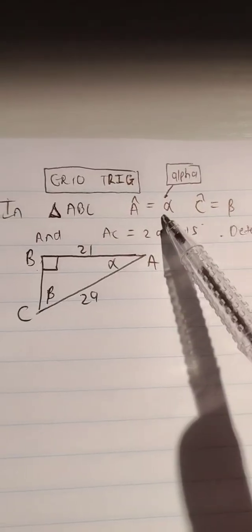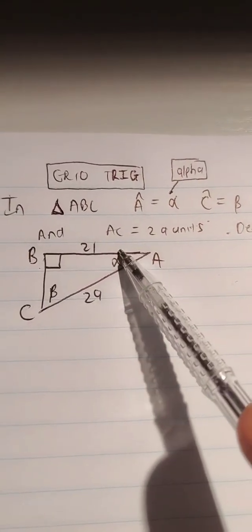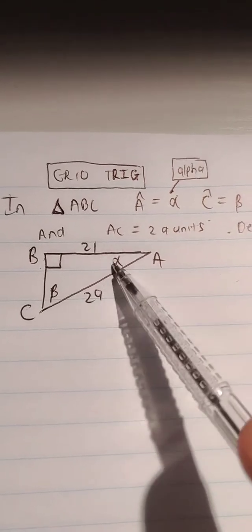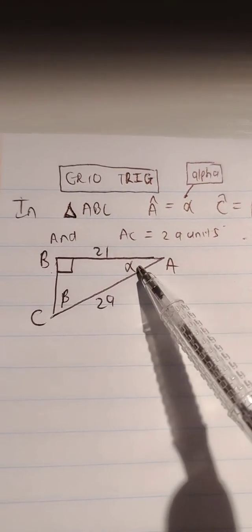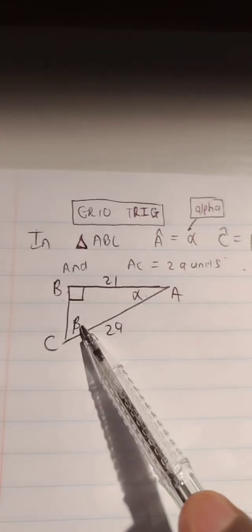Angle A is equal to alpha, right? This is a symbol in Greek that denotes the angle. Angle A, we call it alpha because we don't have the exact specific degree that this angle measures. Angle C, you can see there, is called beta. So in Greek, we call this symbol beta.